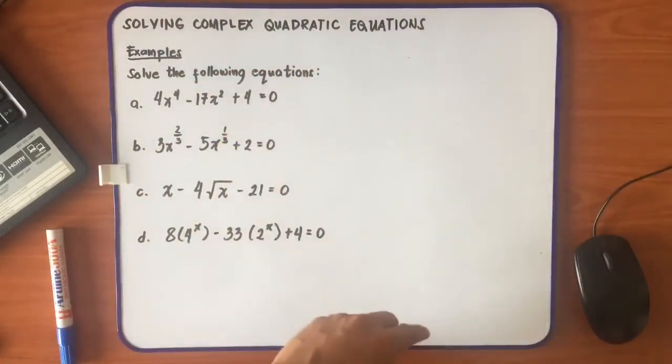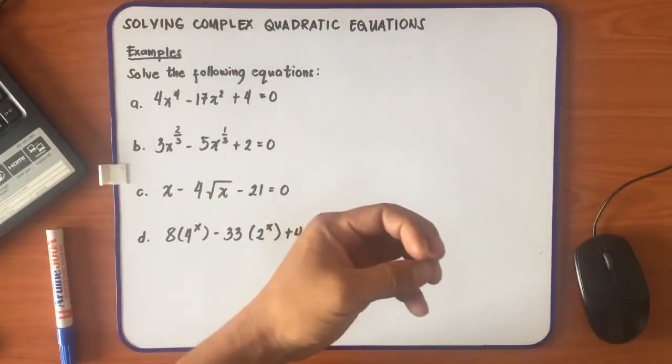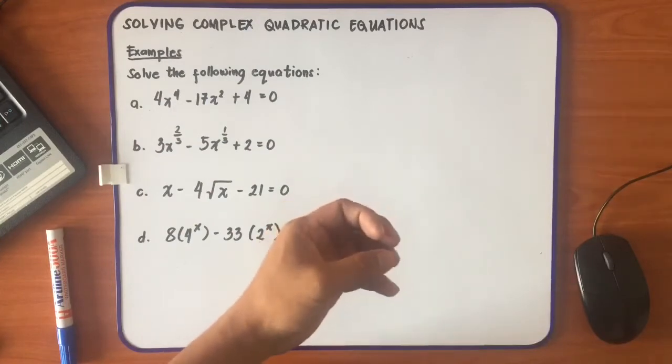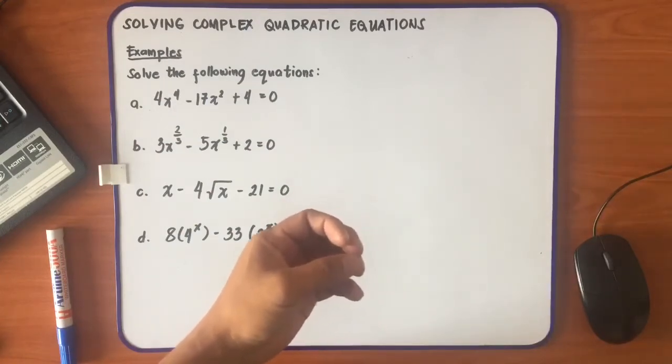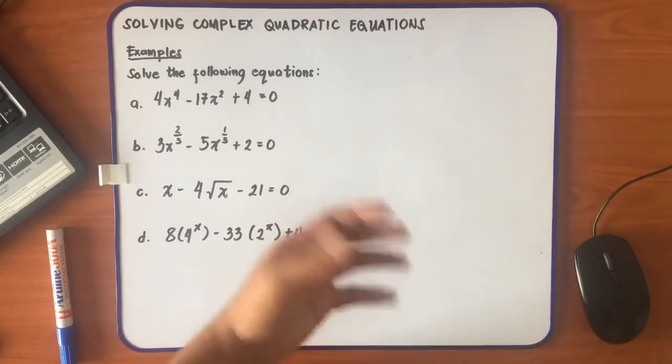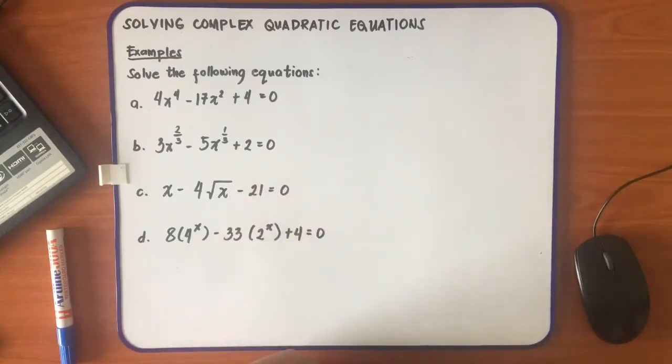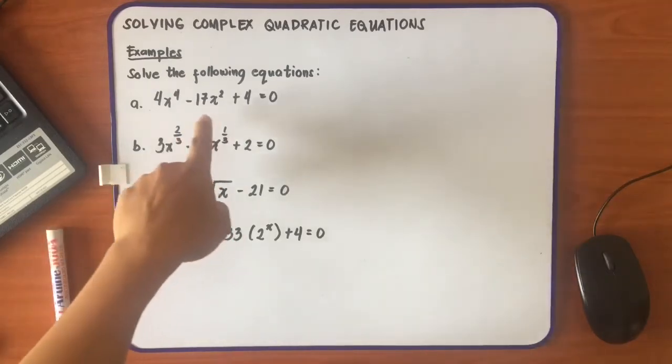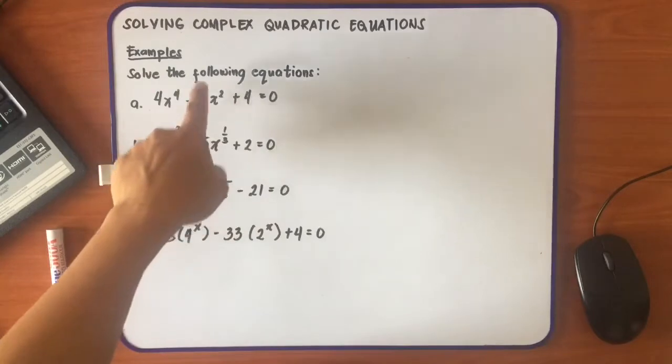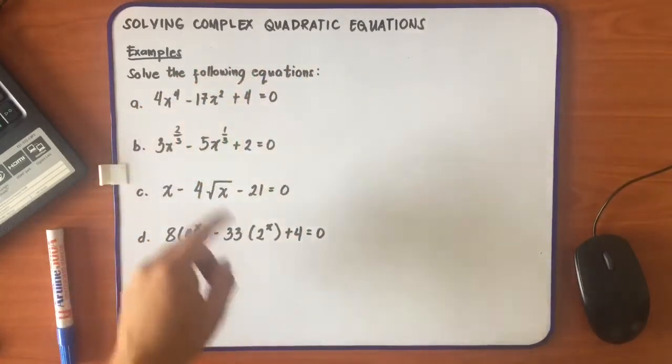If we can change it, we can transform it. But if you cannot transform it, then it's not a complex quadratic equation. So let us transform. Transforming it, we are going to use the substitution method. So what are the things that we can do so that we can transform this equation into a complex quadratic equation?